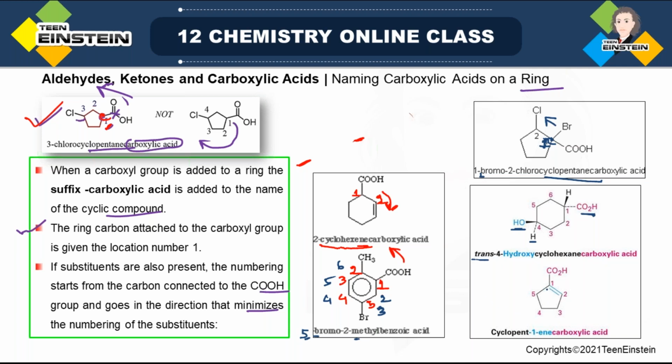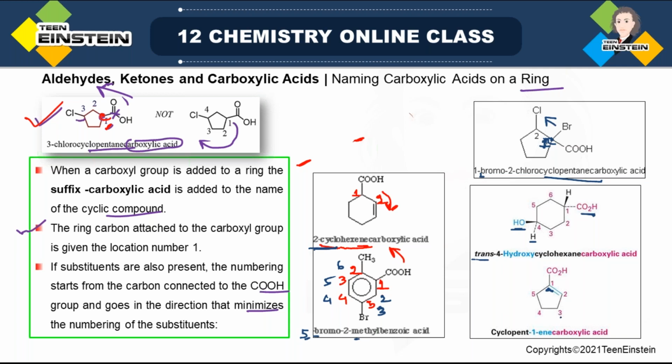Second molecule, here at position 1 the C=C double bond starts. So it is cyclopent-1-ene, because we have to mention the number, the position. Fine. You can also write the name like this, as you have seen here, 2-cyclohexene. That means you can write 1-cyclopentene. That is also okay. But if you write in this way, that is also fine. Cyclopent, then 1, then ene. And as usual, we have to end it with carboxylic acid.